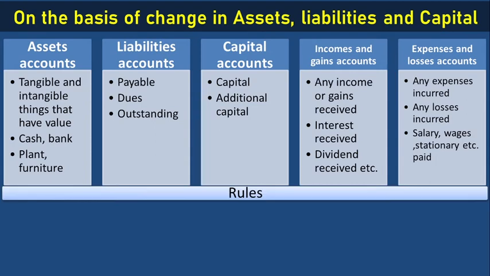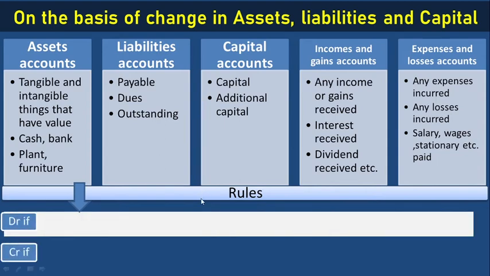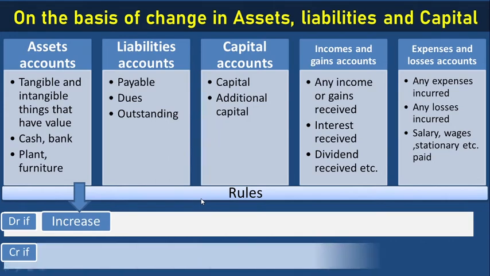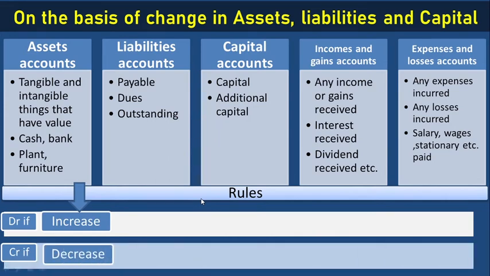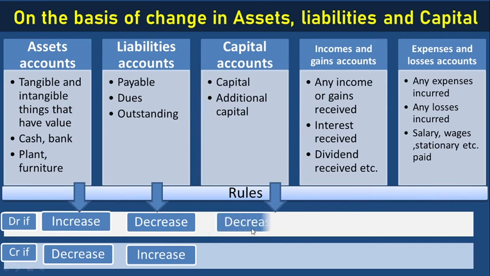Here, the rules of these five types of accounts are: at first, for assets account, it is debited if assets are increased. It is credited if assets are decreased. For liabilities account, it is debited if liabilities decrease. It is credited if liabilities are increased. Capital account is debited if capital is decreased. Capital account is credited if it is increased.